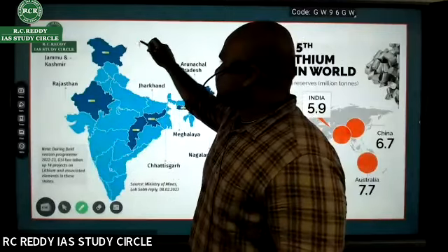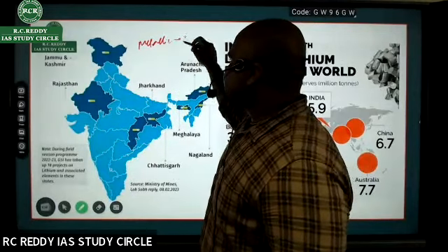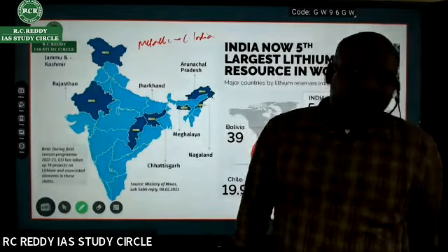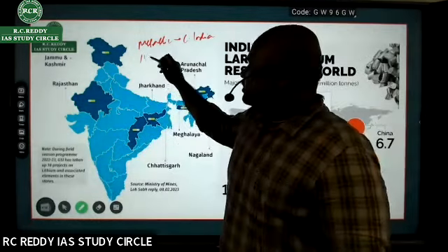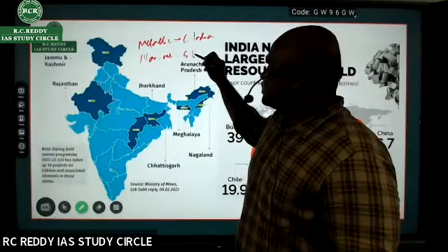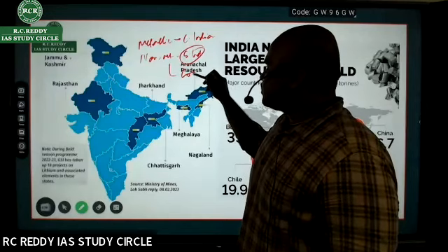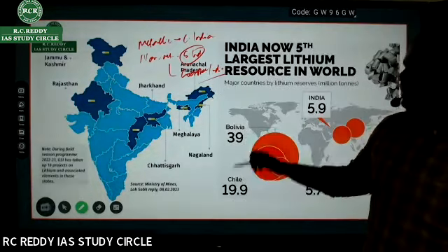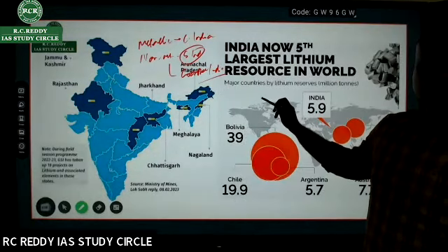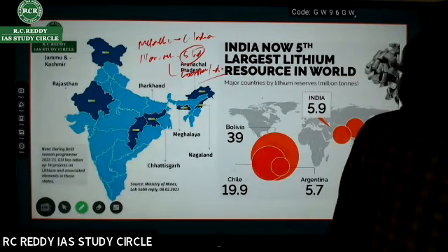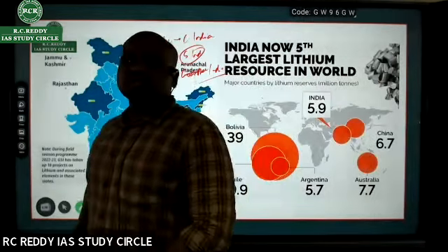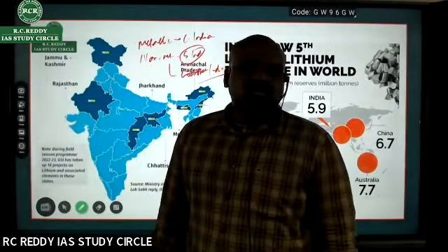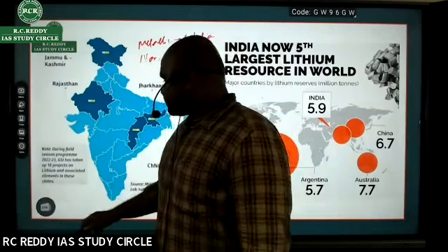Remember one thing: metallic in central India. In case you have some conflict, metallic in central India, non-metallic in southern India or coastal India. How many coastal states do we have? 9 or 12? How many coastal states? 9 or 12, my dear. Decide.